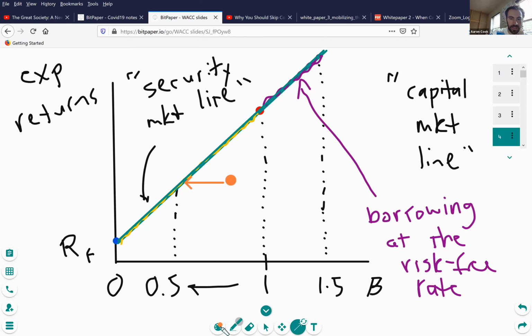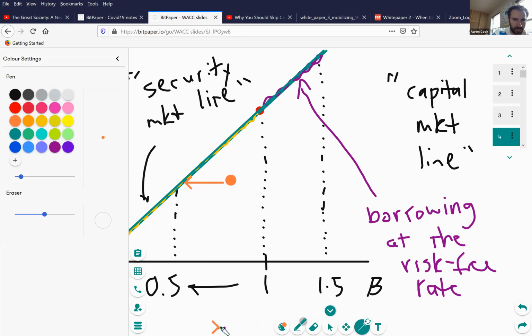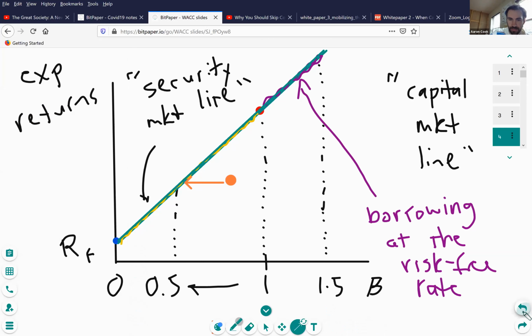So say this, I'm sort of running out of colors here, but this light blue portfolio has identical returns as the orange, but it has lower risk. And that light blue portfolio is achievable by just combining the market as a whole with the risk-free rate. So this light blue portfolio on the security market line is unambiguously superior to the orange portfolio because it has the same returns but lower risk.